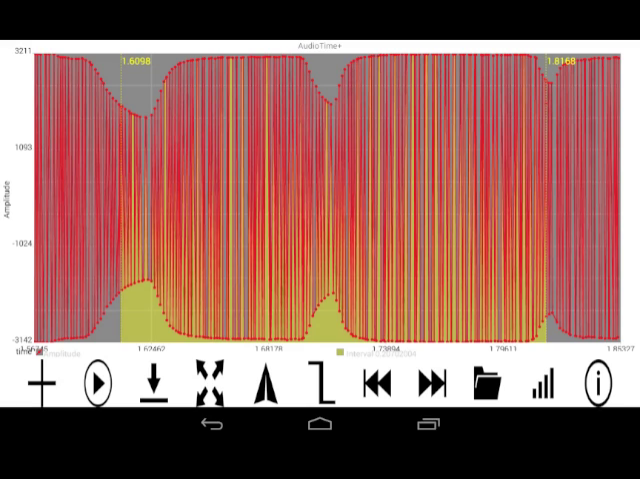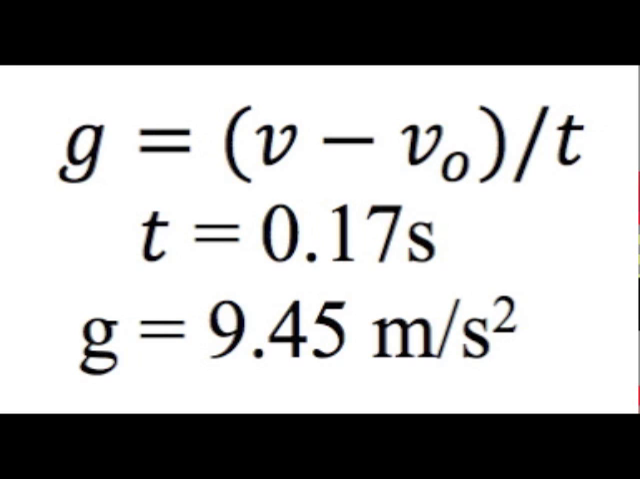We can now go back to the app and find out the time interval from the first leading edge to the third leading edge, and we can average that time together with the time from the second leading edge to the fourth leading edge. That gives us the average time between the 2 measurements of speed. Using this time between the 2 speeds and the 2 previously measured speeds, we can find that the acceleration of gravity in this case was measured to be 9.45 meters per second squared.